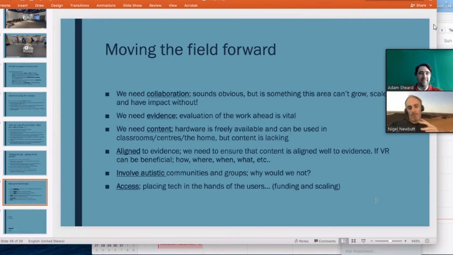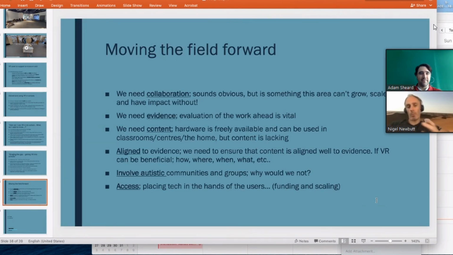I think we need to continue collaborating, moving ahead. If we're going to have impact and we're going to have meaning in what we do as researchers in this tech for good area, we've got to have collaboration. We've got to continue developing an evidence base for the value of this technology. The content is key. We've got the hardware now, which we didn't have a long time ago. The content and the software is really key, and we really need to develop that. That's where this field immediately needs to go next, I think. But I think we also need to continue, and it links with the collaboration, involving autistic communities and the groups in this field.